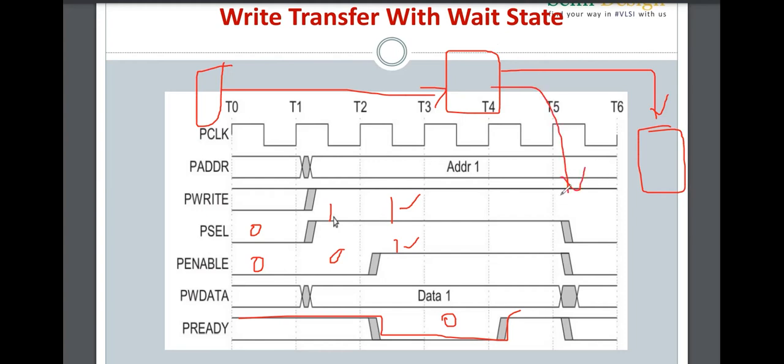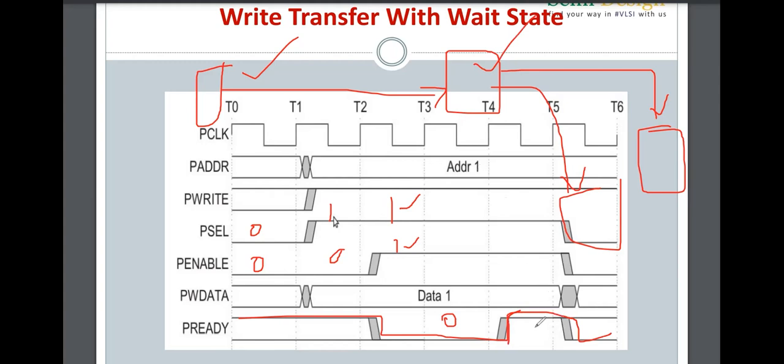The slave will be connected to some other different IPs, right? Some other blocks. Maybe this slave is doing the operation with some other masters. Okay, it is not ready to accept the data from this master. In that case, P ready is zero. Once P ready is high, it means the slave is ready to accept the data.